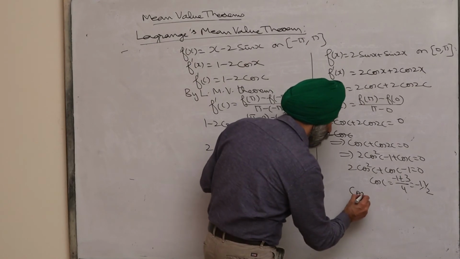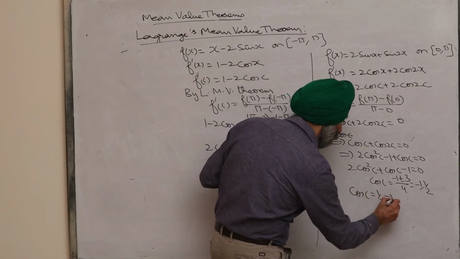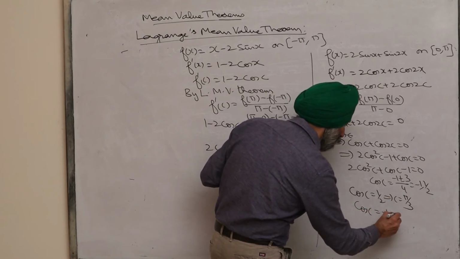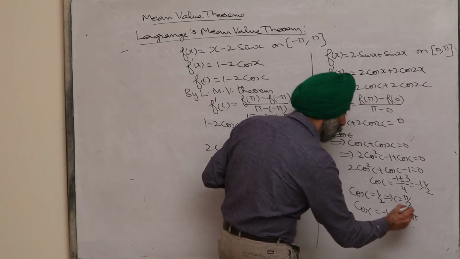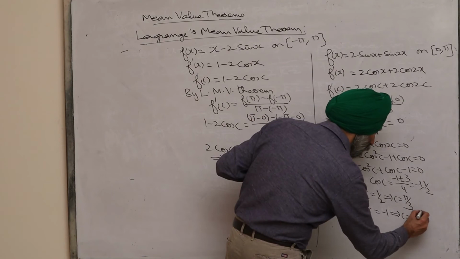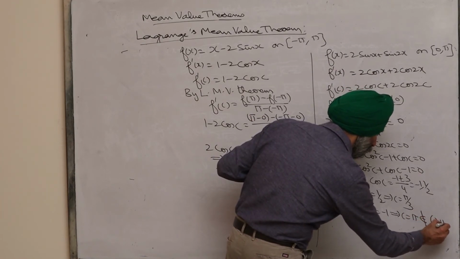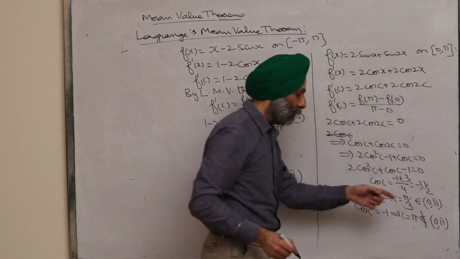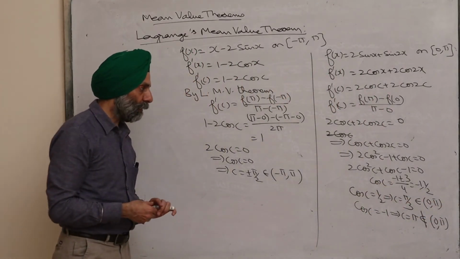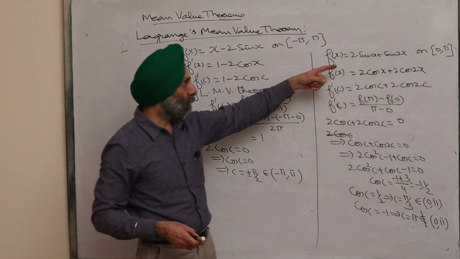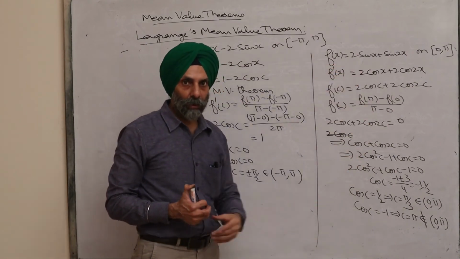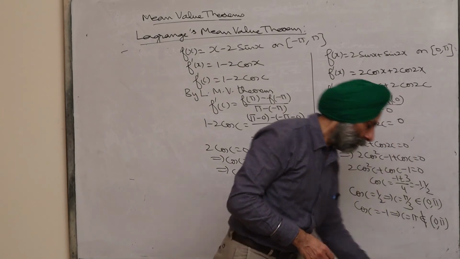So cos c is equal to half implies c is equal to pi by 3. Cos c is equal to minus 1 implies c is equal to pi, but it does not belong to the open interval 0 to pi. So therefore c is equal to pi by 3 is the point where the tangent is parallel to the line joining the points 0 and pi here.